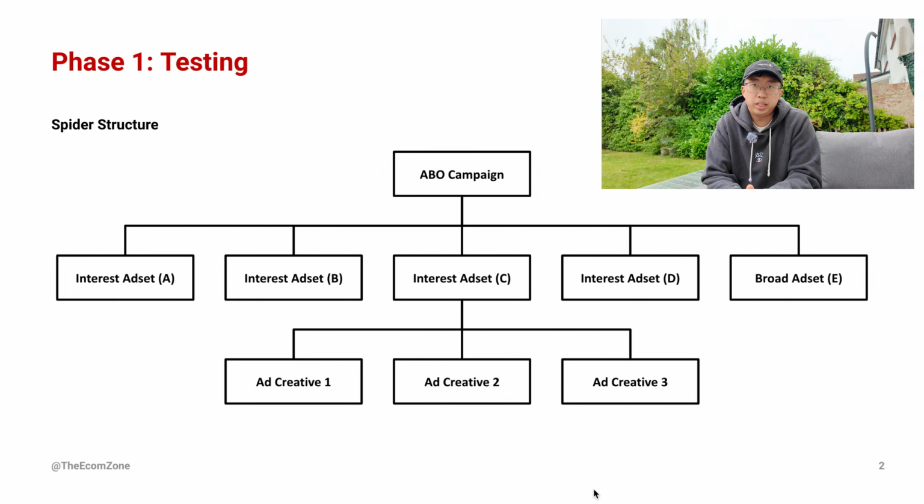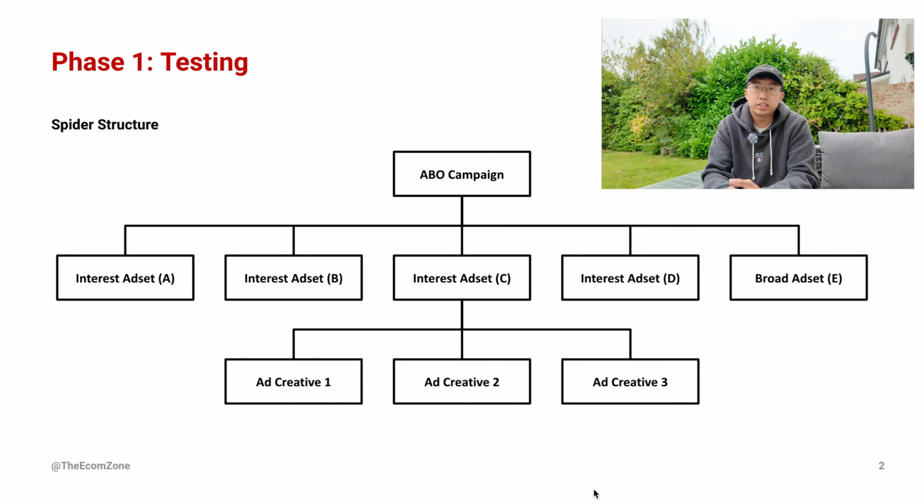So an ABO campaign is when you set the budget at ad set level. A CBO campaign, you usually use it for when you're scaling campaigns and not really for when you're testing. So ABO campaigns are for testing. Then we're going to have 5 ad sets. As you can see here, interest ad set A, B, C, D, and then broad ad set E.